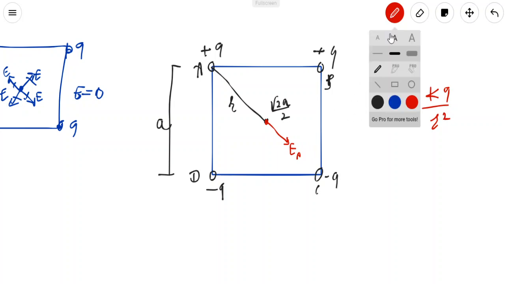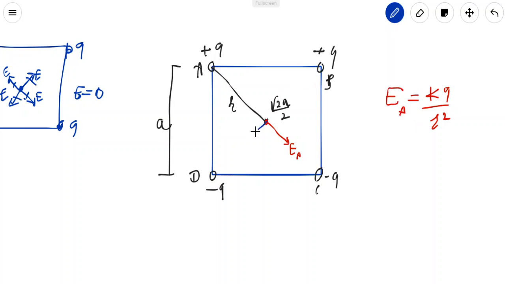Similarly, due to the charge on B, we will have an electric field in this direction. Because of the charge on B, say it is EB. So EB will also be KQ by R square. It is just like EA, KQ by R square, so it is also EB. So you can also understand this is the electric field KQ by R square, similar distance, and so on.